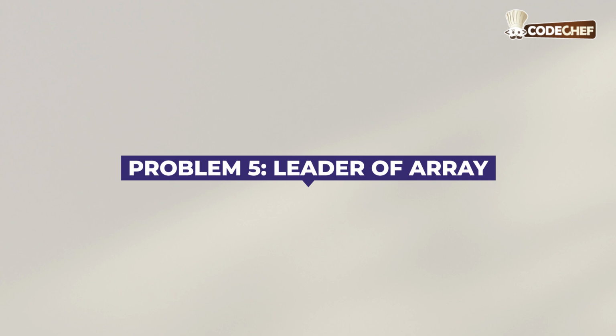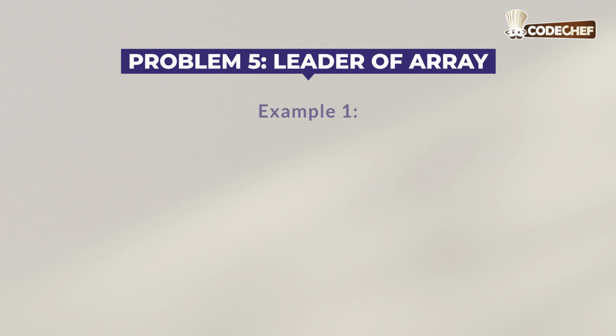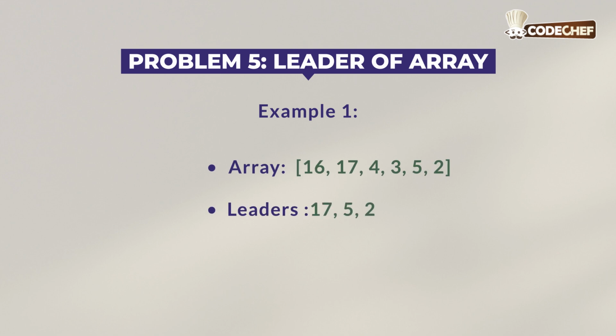Problem number 5. Leader of array. An element is a leader if it's strictly greater than all elements to its right. We have to find all leaders. The rightmost element is always a leader. For example, we have array 16, 17, 4, 3, 5, 2. The leaders are 17, 5 and 2.